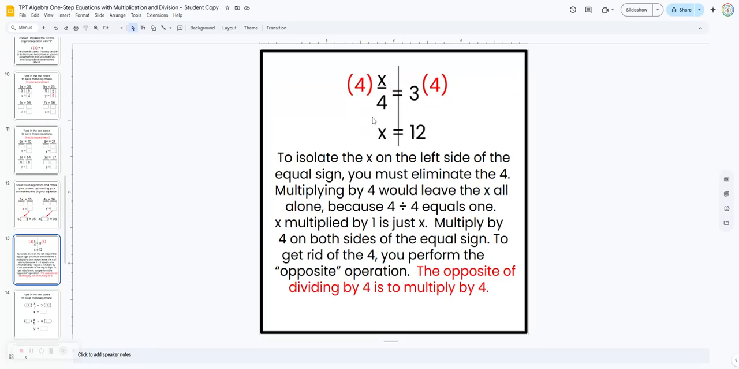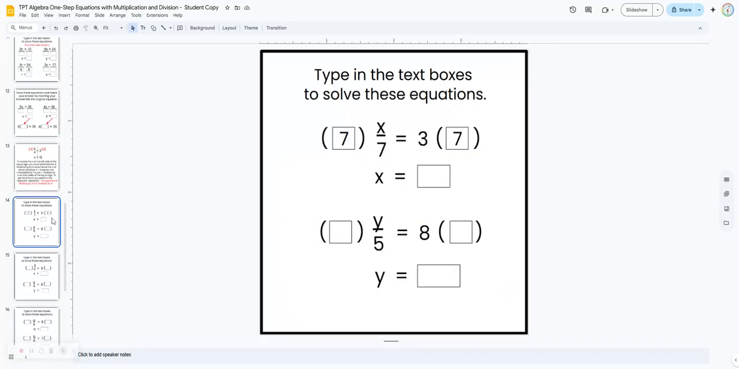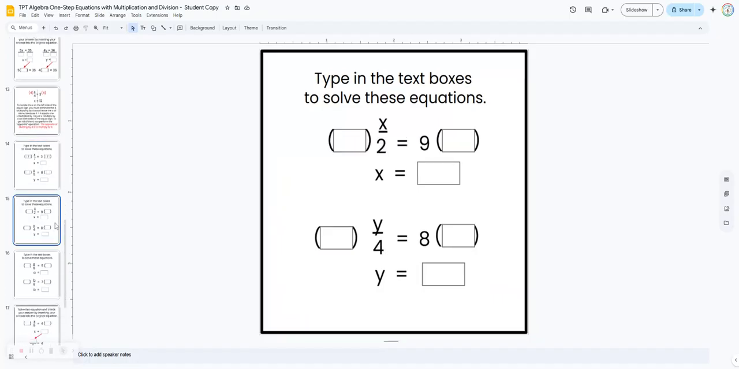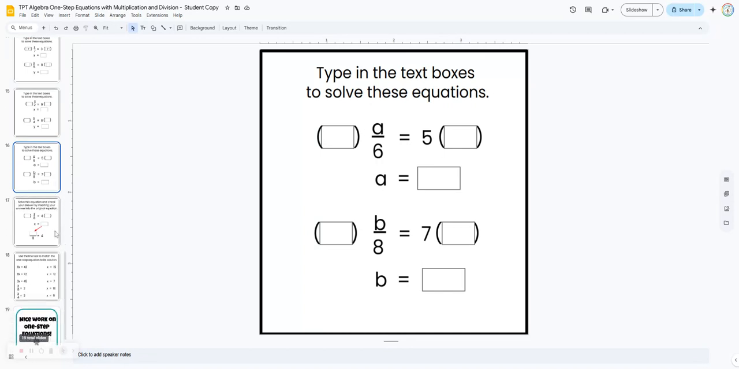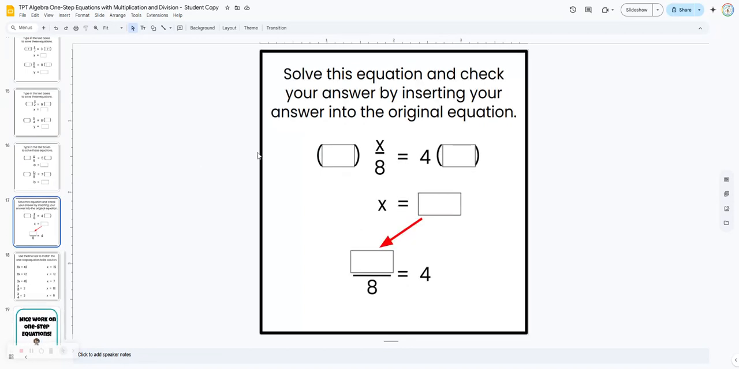Now here we have a division problem. To isolate the variable, we're going to do the opposite here of dividing by 4. We're going to multiply by 4 on both sides. These two cancel out because 4 divided by 4 is 1. So we just get 1x equals 12. And students are going to be doing the same thing here, solving some equations by multiplying as the opposite operation. And then they're going to solve one of these equations and check their answer.